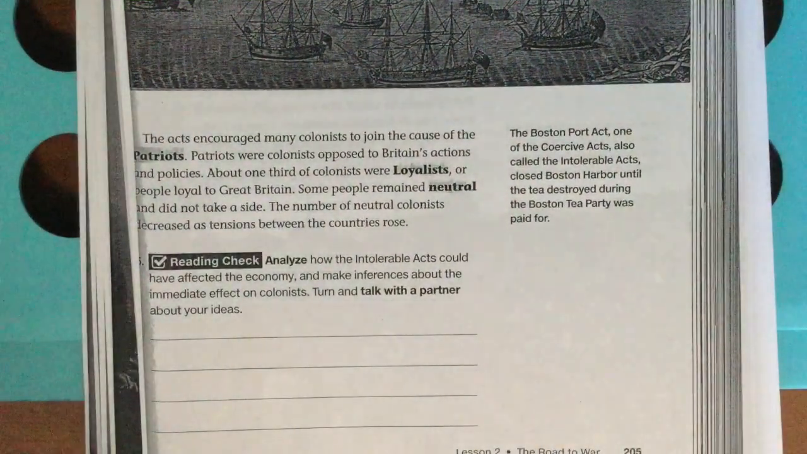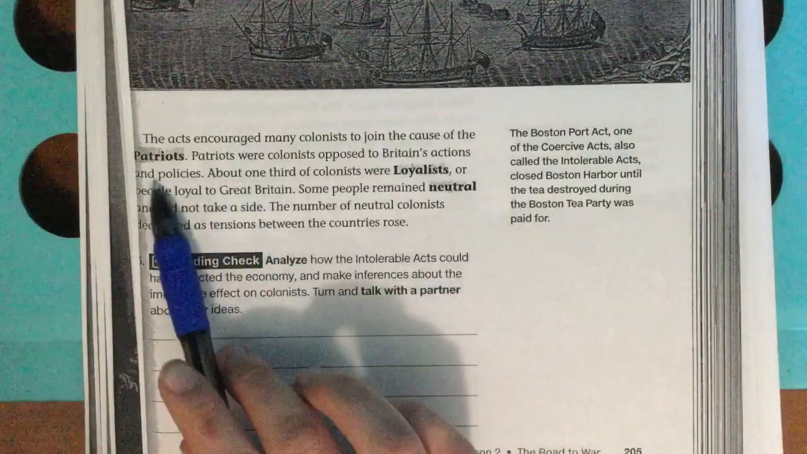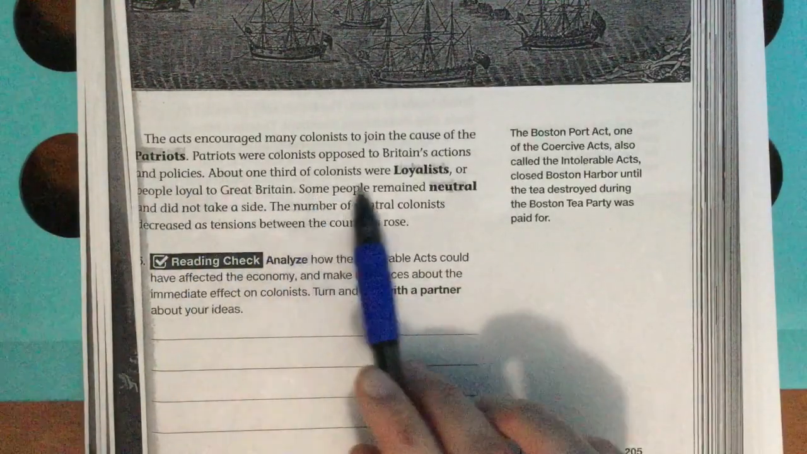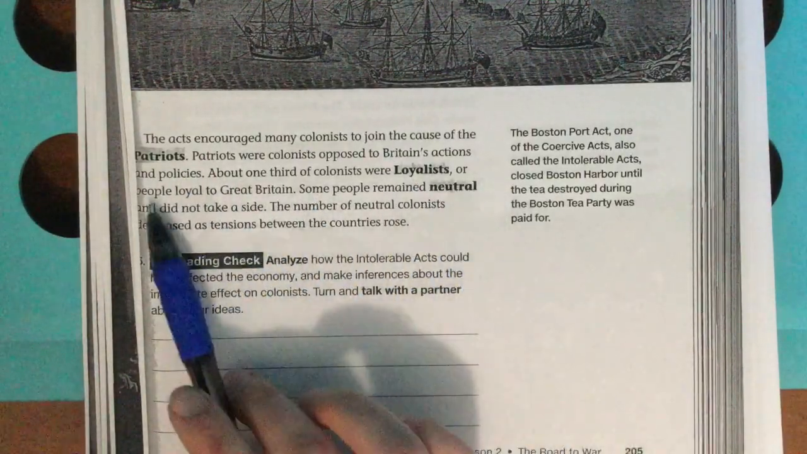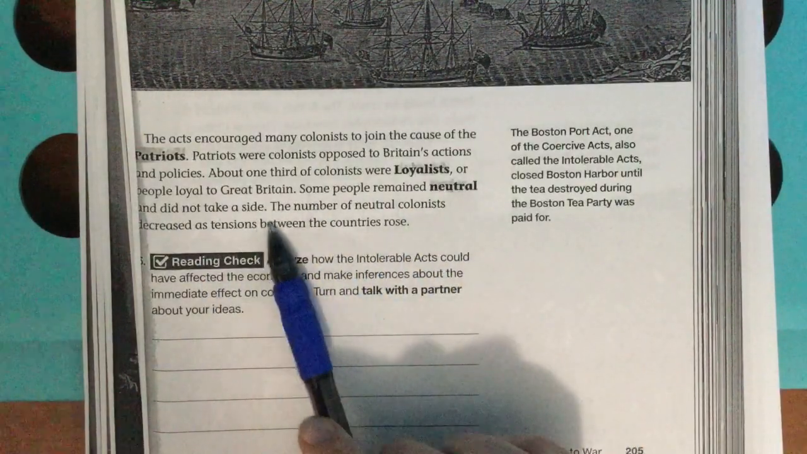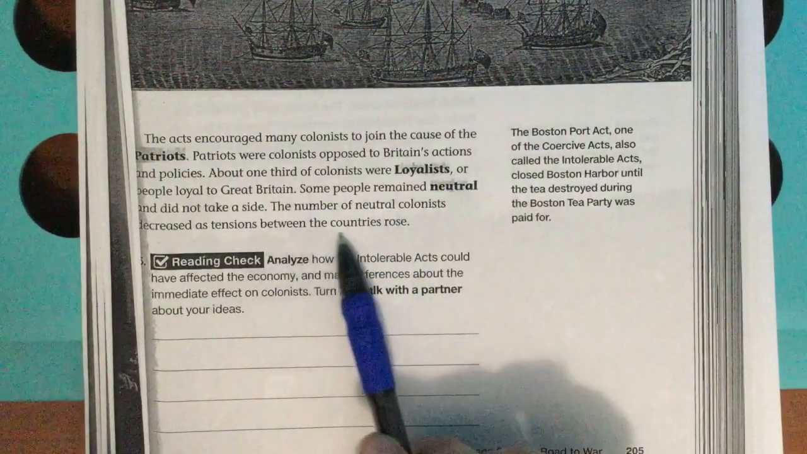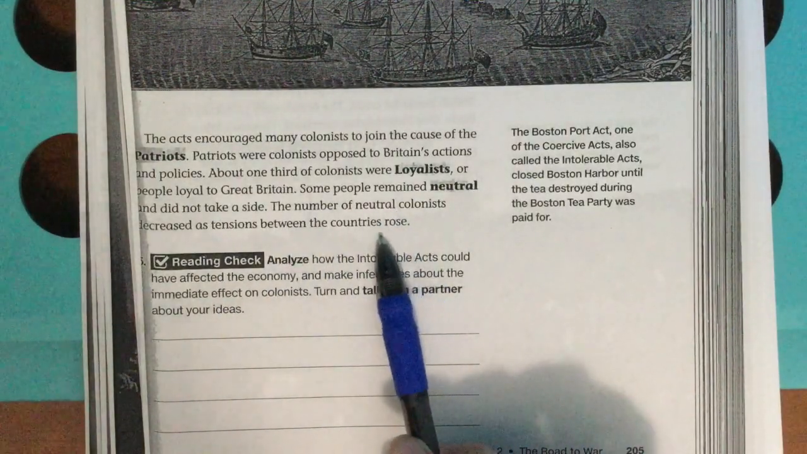The acts encouraged many colonists to join the cause of the Patriots. Patriots were colonists opposed to Britain's actions and policies. About 1/3 of the colonists were loyalists, or people loyal to Great Britain. Some people remained neutral and did not take a side. The number of neutral colonists decreased as tensions between the countries rose.